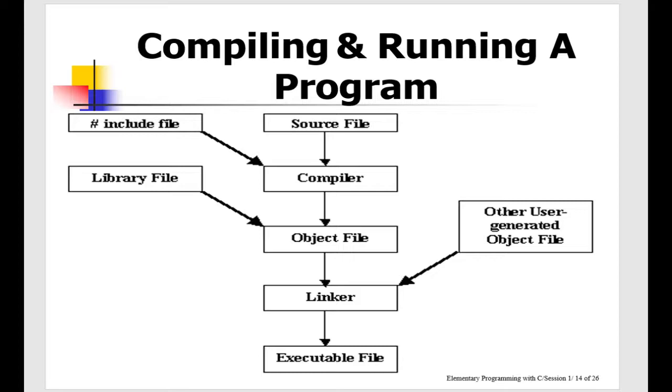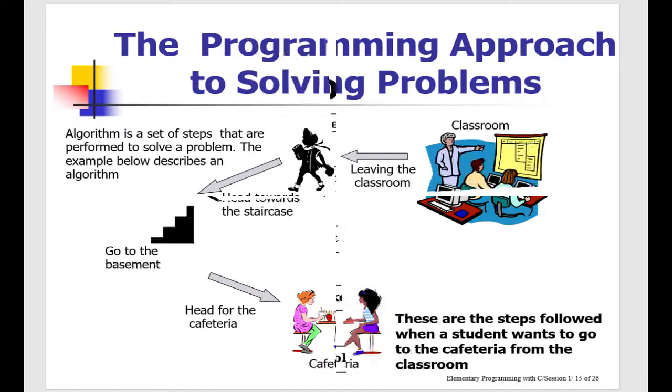Let's see how we solve problems by using the programming approach. Now we have an algorithm, and an algorithm is simply a set of steps which are performed to solve a given problem. The example below describes an algorithm. Now we have a lady here who's in class, and she wants to head over to the cafeteria after the class and maybe catch up on the weekend's activity with her friend. So let's see how she solves that particular problem.